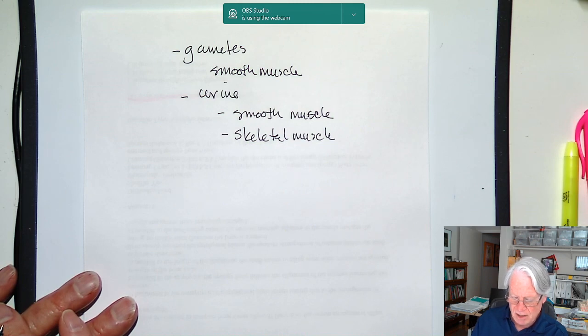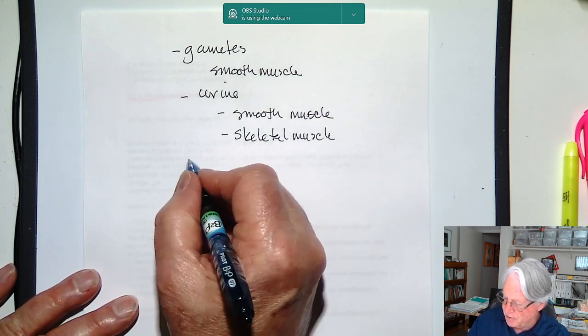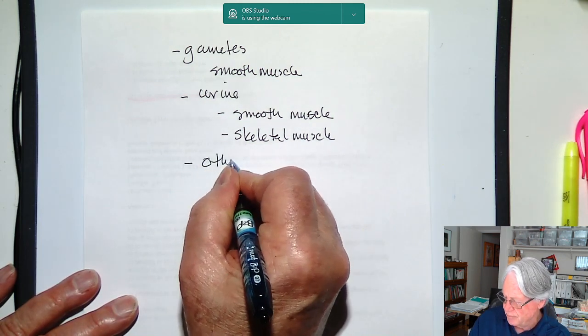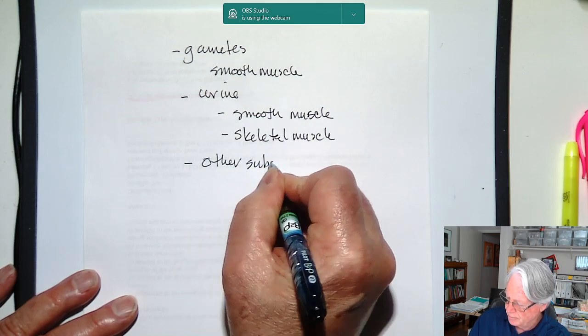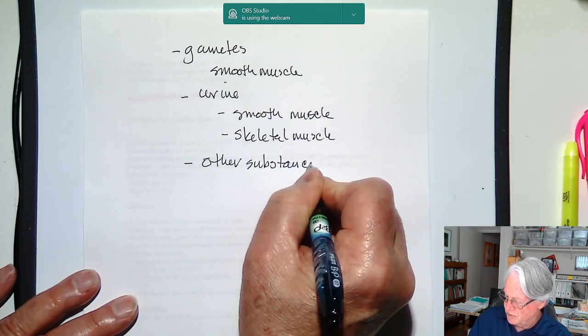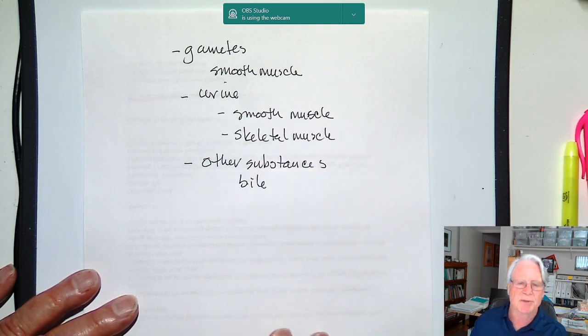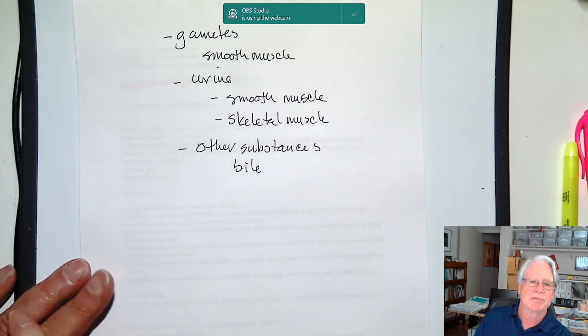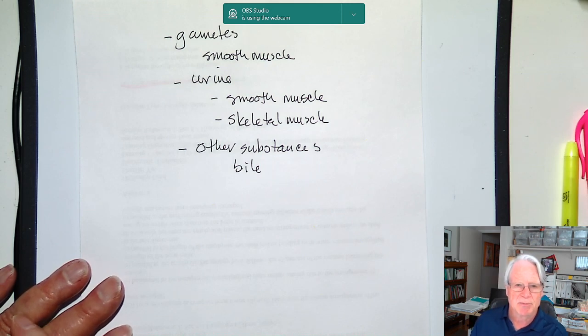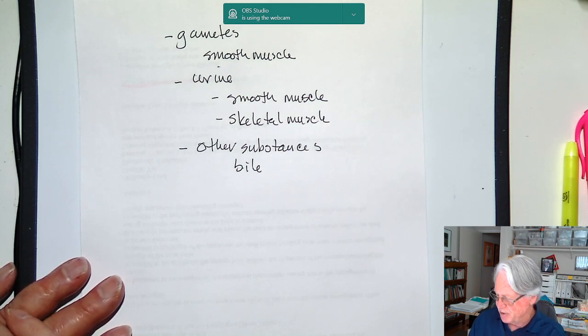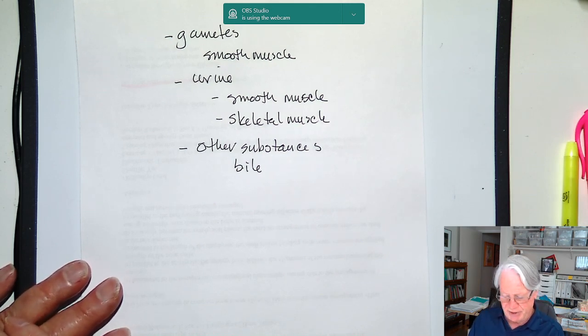Okay. And of course, there are other substances too. Just to give you an example, bile. This is something that's being produced by the liver, stored in the gallbladder. The movement of that is also dependent upon the contraction of smooth muscle. So, a number of different things, movement within the body.